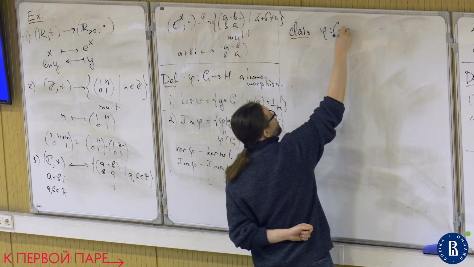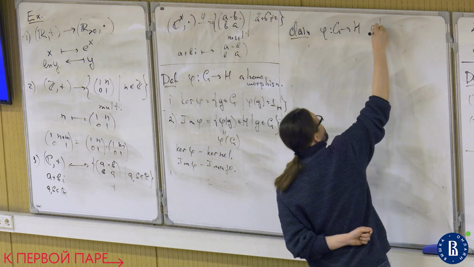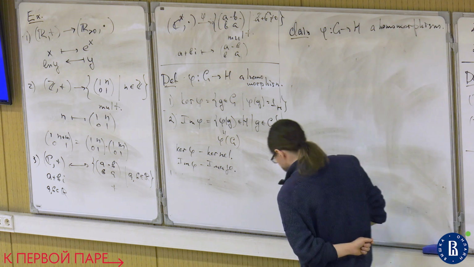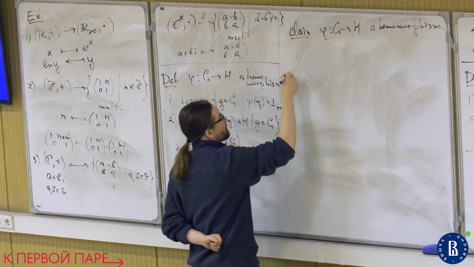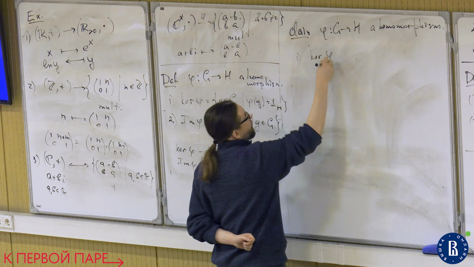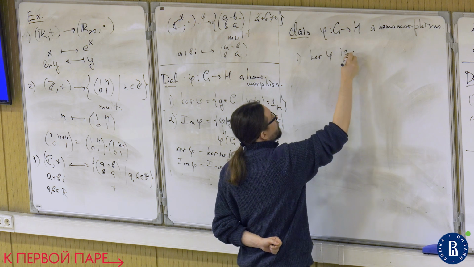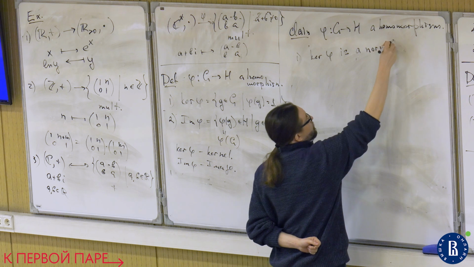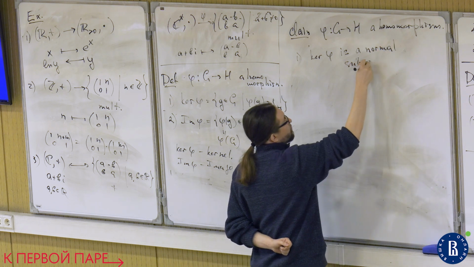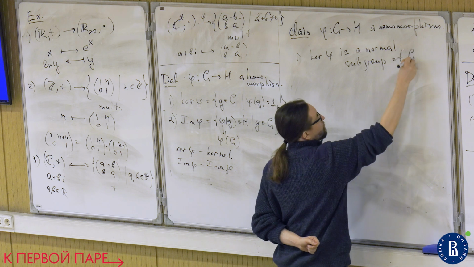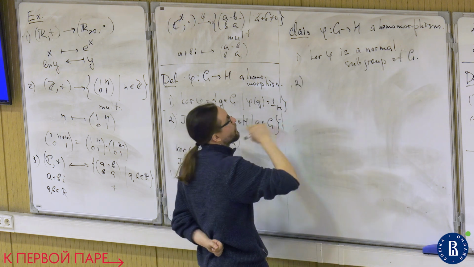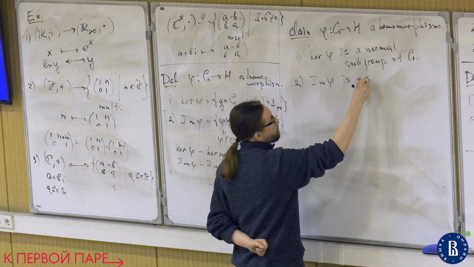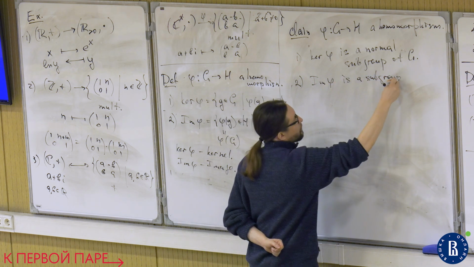If we have a homomorphism between two groups, then the claim number 1, the kernel of phi is a normal subgroup of G. The second one, the image of phi is a subgroup of H.